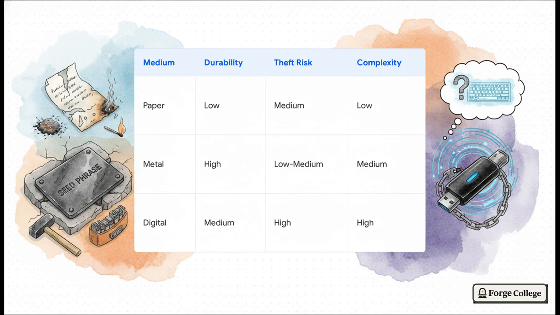Now, contrast that with metal, like a stamped steel plate. Insanely high durability. It'll survive a house fire. But it requires a specialized kit. Then you have encrypted digital storage, like an air-gapped USB drive. It's basically a locked digital cabinet. Very secure if handled right, but it's highly complex. And if you happen to forget your encryption password, well, you've essentially locked yourself out of your own vault.